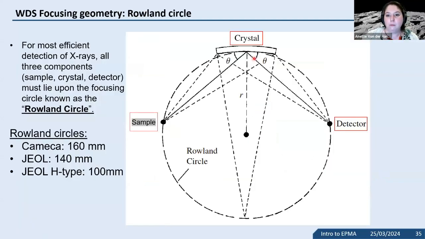The specific geometry that we have between the sample, the crystal, and the detector is called the Rowland circle. And important here is that the different vendors have different Rowland circles. And so certain positions are really inherent to the type and model of the microprobe that you have.